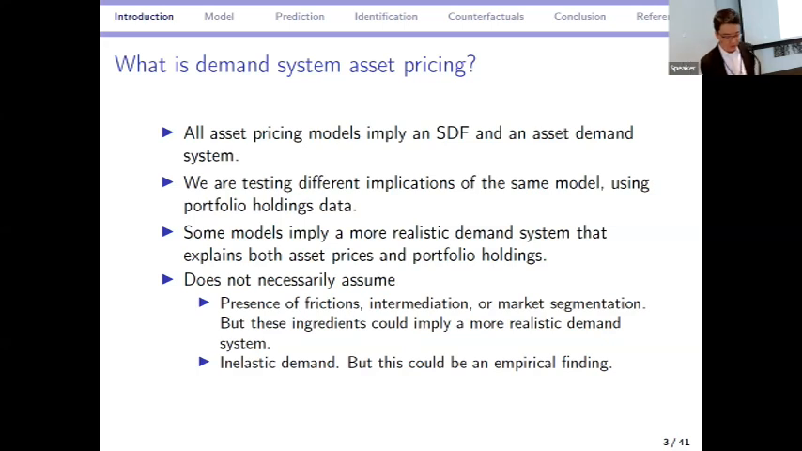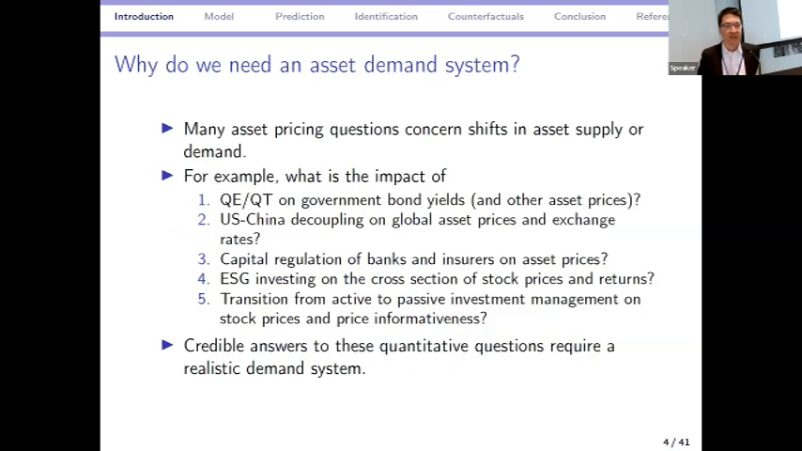Also, some people think demand systems are automatically about inelastic demand. You have a demand system in the traditional CAPM, the mean variance demand system. So it's not necessarily about inelastic demand, although using demand systems, you might conclude that demand looks inelastic based on estimates. So the reason we need a demand system is that a lot of questions that we're interested in asset pricing deal with shifts in supply or demand.